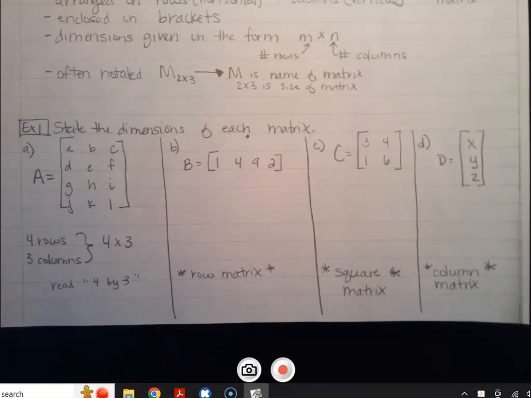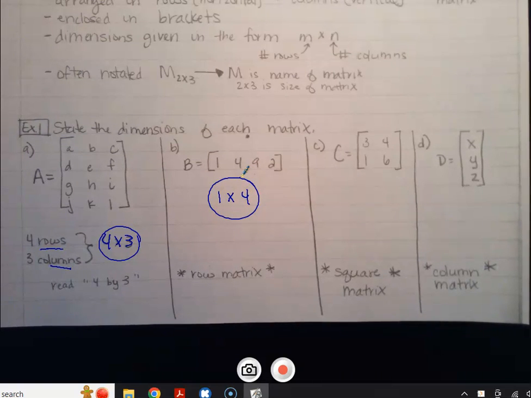I'm fine with it. So it says state the dimensions of each matrix. So again, we name it according to how many rows and columns it has. So it's got 4 rows, so it's a 4 by 3. So this is the answer. The dimensions are 4 by 3, and we read that as 4 by 3. B is called a row matrix because it's all in a row. But how many rows does it have? 1. So it's a 1 by, and how many columns? 1 by 4. That's its dimensions.